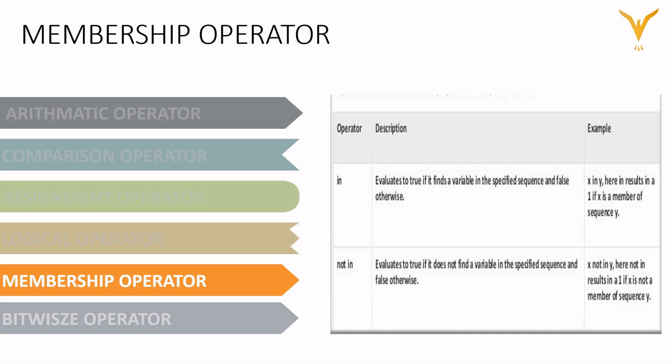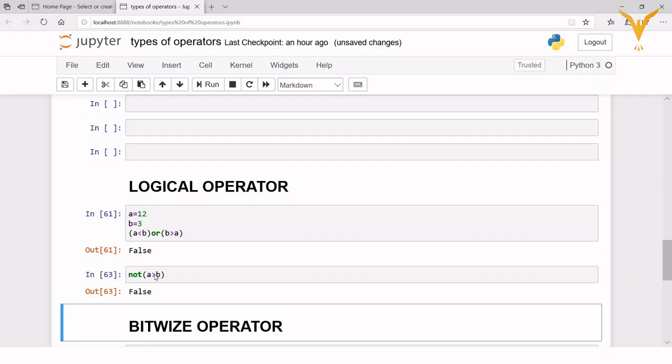Okay, and second operator is not in. It will evaluate true if a particular variable or a value is not found in a specified sequence, otherwise it will return false. So let's see the example for membership operator.